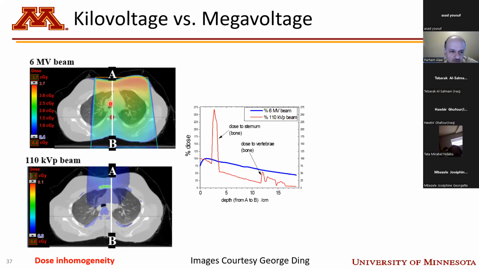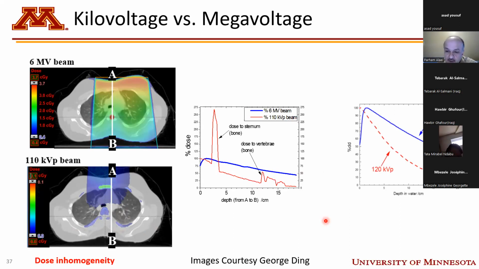Again, you can see the dose drop-off is substantial for 110, and you can see the dose to the sternum and to the vertebral body is higher because of the enhanced absorption due to the photoelectric effect. And this actually explains the depth dose curve for 6 MV and for 120 kVp. It's very obvious: if you go 20 cm deep with a 6 MV beam, your exit dose is about 40%. For 120 kVp it is less than 10%. So again, very rapid dose drop-off for the kilovoltage beams, and that makes a difference.